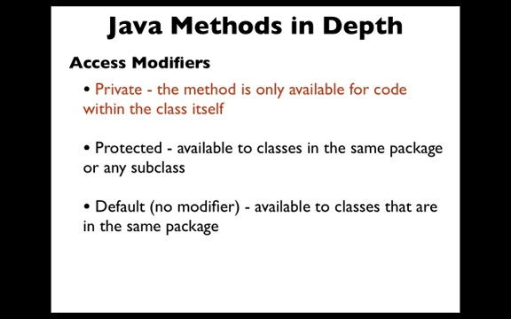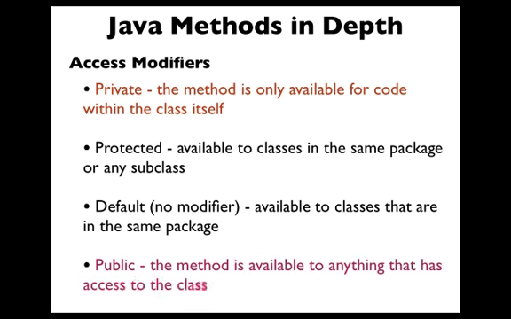Default. This means we leave off the access modifier altogether. We don't put one. This is similar to protected. It's available to classes that are in the same package. The main difference is that protected allows us to have inheritance where the subclass can be in a different package. With default, it's only classes that are in the same package that can access the method.